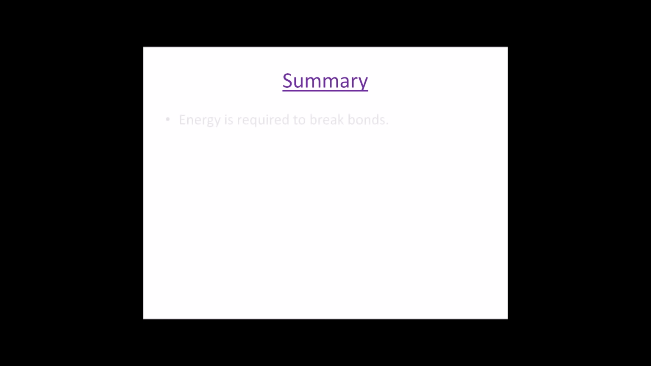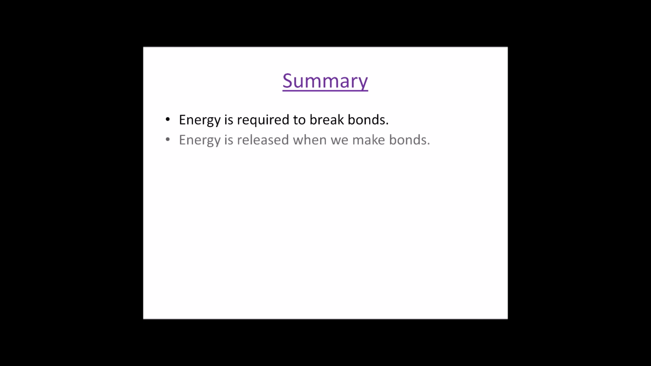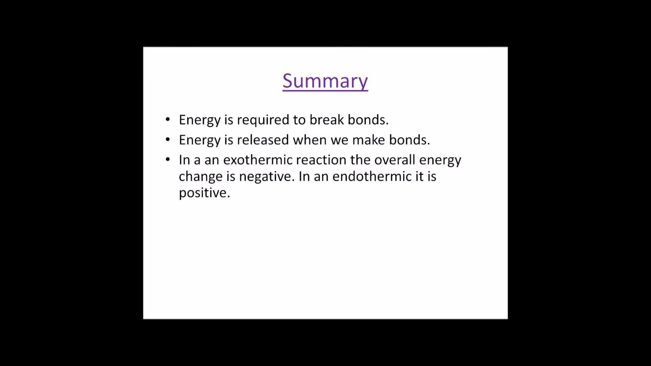So summary time then. Energy is required to break a chemical bond. Energy is released when we make a chemical bond. In an exothermic reaction, the overall energy change is always negative, and in an endothermic one it is positive. That is showing that in an exothermic reaction our products release more energy when we're making those bonds than is required to break the bonds of the reactants.